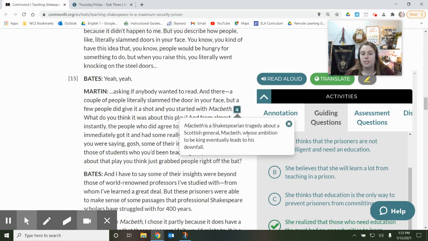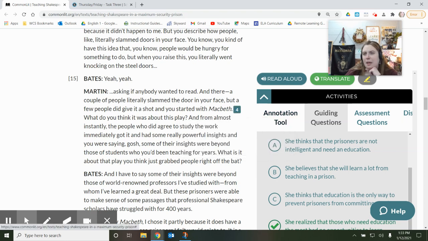So Macbeth is a Shakespearean tragedy about a Scottish general, Macbeth, whose ambition to be king eventually leads to his downfall. Y'all, Macbeth is wild. It is crazy. It's really not Macbeth that's the villain, it's his wife. She's like, oh, you want to kill somebody? Cool, let's do it. And just starts killing people. It's insane. All right, what do you think about this play?